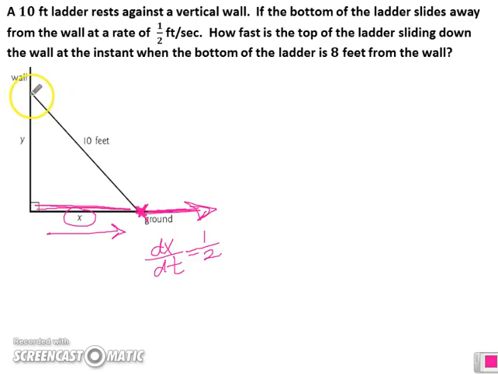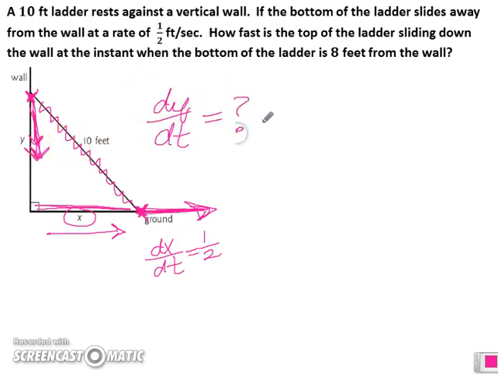The question is asking, how fast is the top of the ladder sliding down? Because if you think about it, this ladder is not moving, it's sliding. The ladder doesn't change size. We're not shrinking it or making it bigger. It's literally falling. This piece is going this way, which in turn will cause this to go down. So the question is asking this, dy/dt equals what? How fast is the top of the ladder sliding down the wall when the bottom of the ladder is 8 feet from the wall? They actually gave us this too.